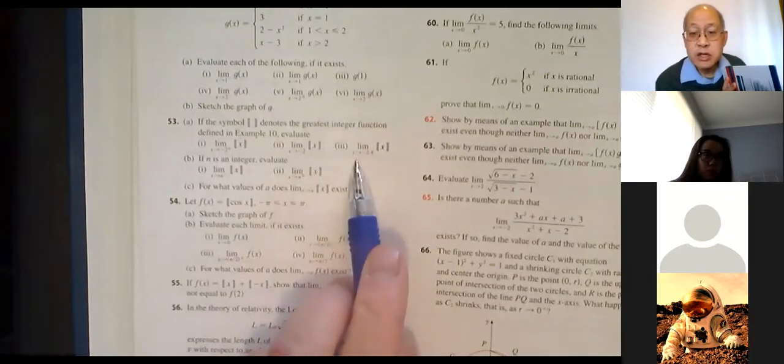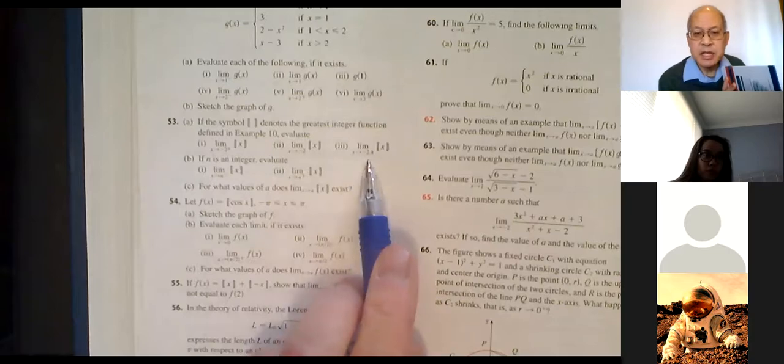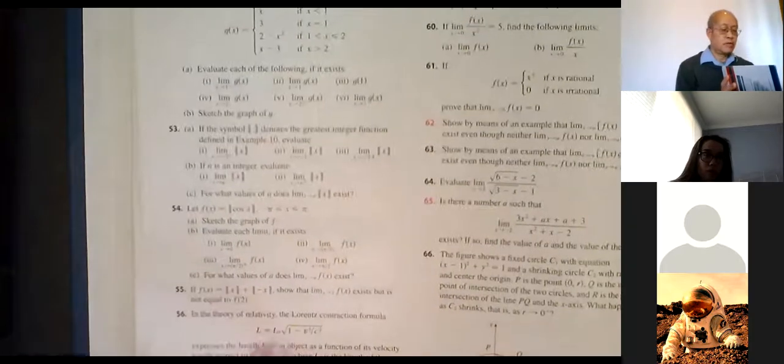Part 3, the two-sided limit as x approaches -2.4. We approach -2.4.